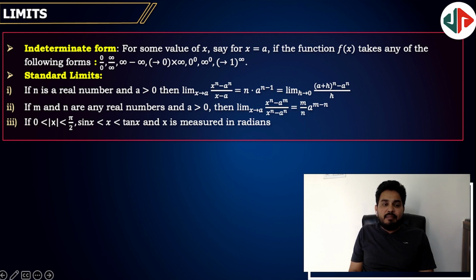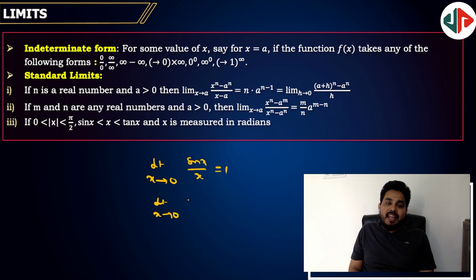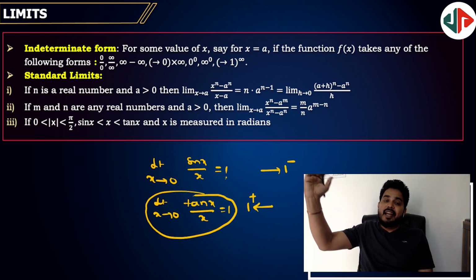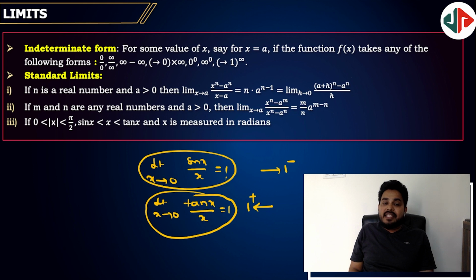And x lies between 0 to pi by 2: sin x is less than x is less than tan x. Okay, and this is a very important property and standard formula: limit x tending to 0, sin x by x is equal to 1. Limit x tending to 0, tan x by x is also equal to 1. Only difference is here this one is approaching from the left-hand side, less than 1. Here it is approaching from greater than 1, means this value is coming to 1 but a little higher than 1. Here it is coming from less than 1.